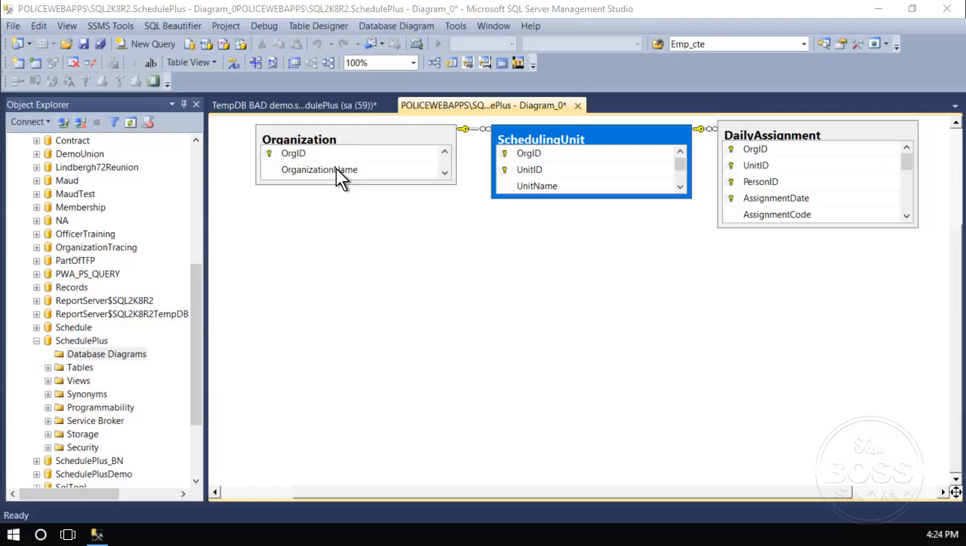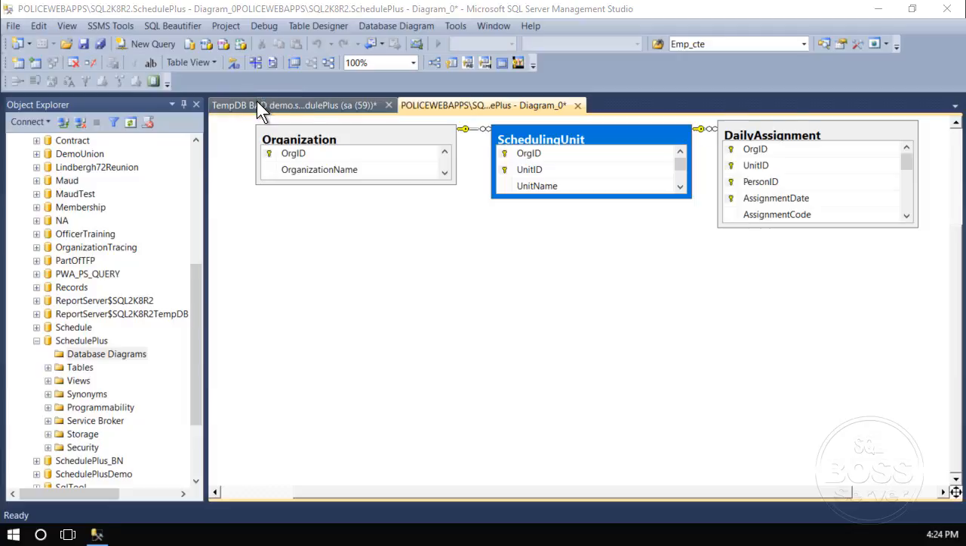Then it has a bunch of scheduling units in that organization, and the primary key for each is going to be the organization ID with a unit ID, and it will show the unit name. Each scheduling unit will have daily assignments, and the primary key there will be the org ID, unit ID, person ID, but we're not going to have a person table in this, an assignment date. Then we'll show the assignment code. So we have a one-to-many relationship and then another one-to-many relationship.